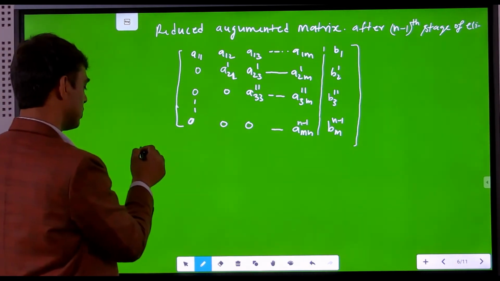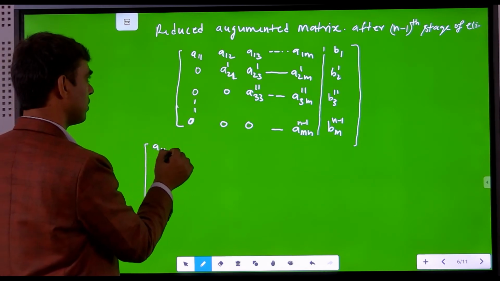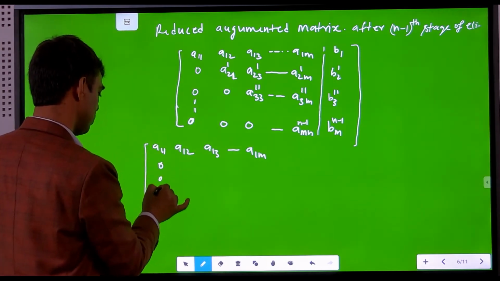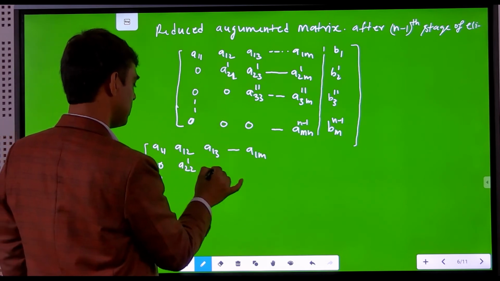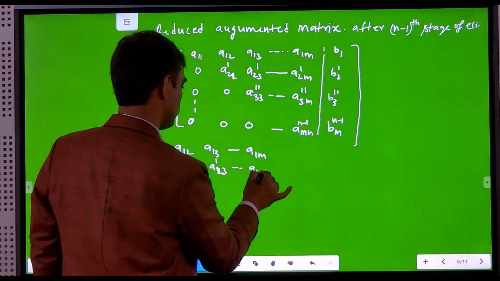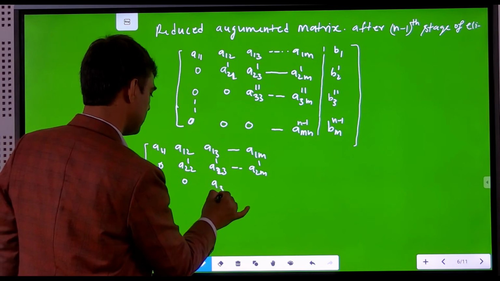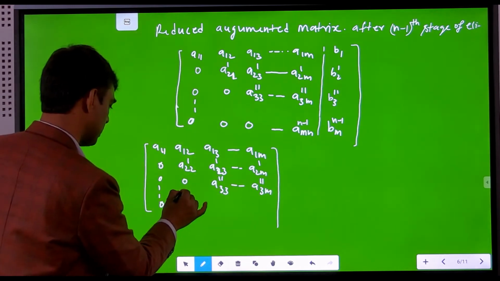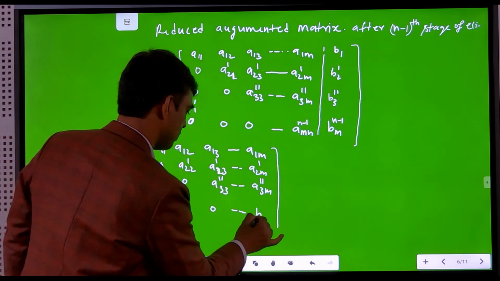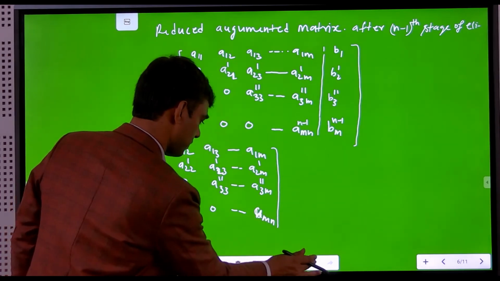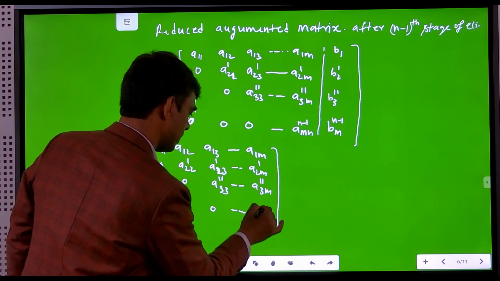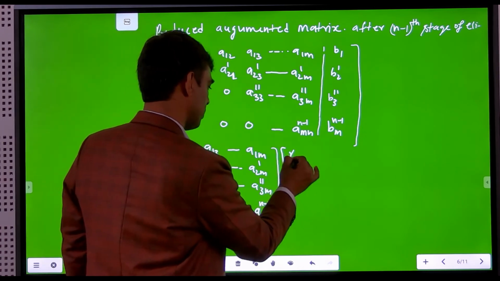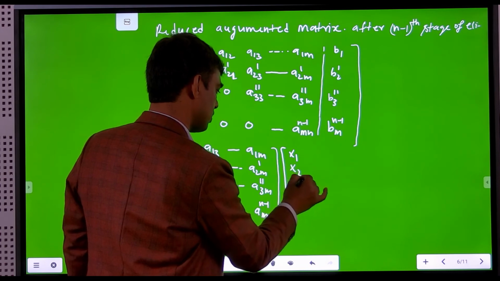Here we write like this. First we write an upper triangular matrix: A11, A12, A13 up to A1n, and 0, A22 dash, A23 dash up to A2n dash, and 0, 0, A33 double dash up to A3n double dash, and the last row is 0, 0, up to AMN. How many times will the original value change? n minus 1 times. So, here we write the original unknown variables x1, x2 up to xn.